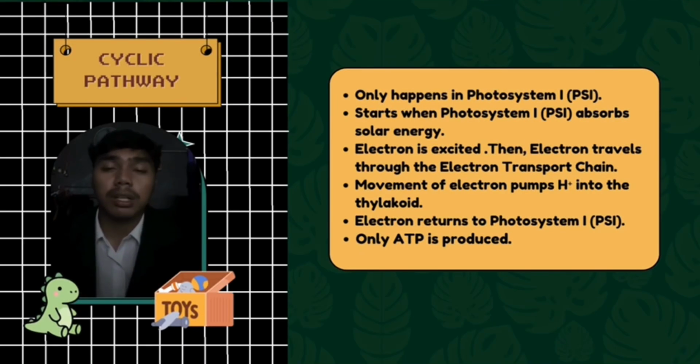Next is the cyclic pathway. This process only happens in photosystem 1. This process starts when photosystem 1 absorbs the solar energy. When the electron is excited, it will travel through the electron transfer chain. Because of the movement of the electron, hydrogen ions will be pumped into the thylakoid. The electron will return to photosystem 1 to produce ATP, only ATP.